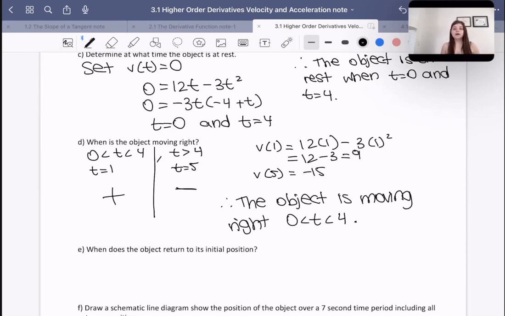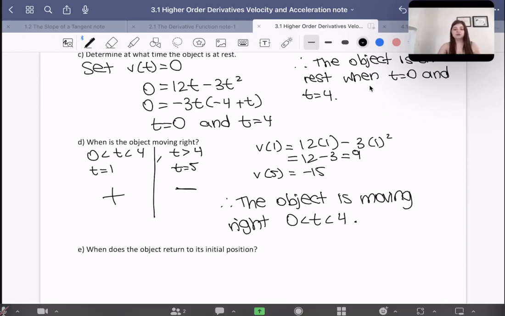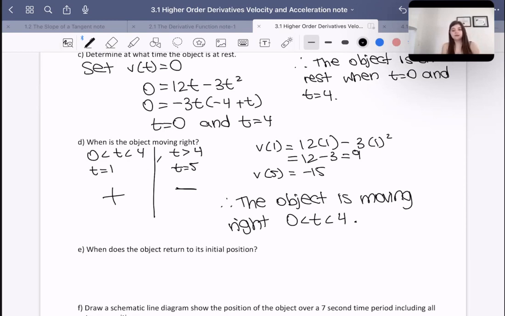Okay, when does the object return to its initial position? Okay, so basically the initial position would occur when s of t is 0. So when else is s of t 0 other than at 0, right? Because obviously at 0 it's at its initial position, but when else is the question.